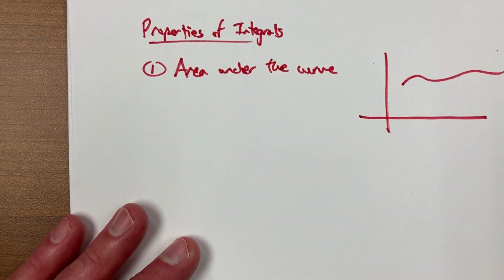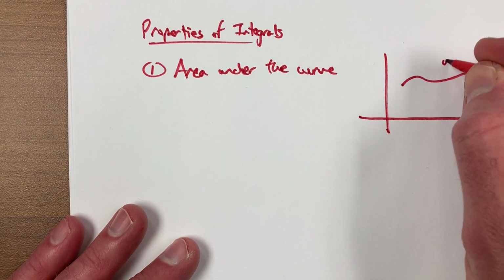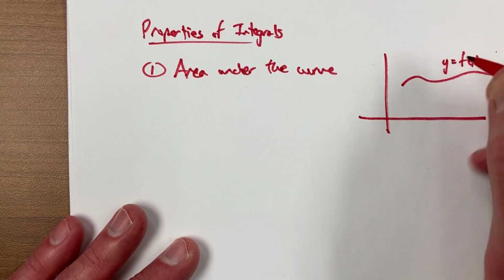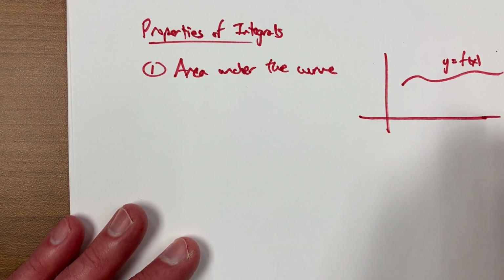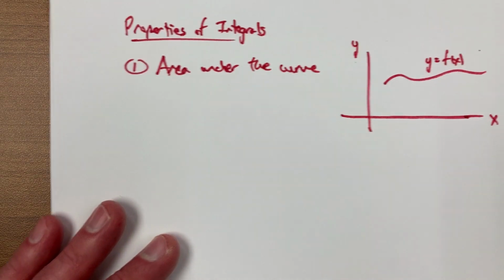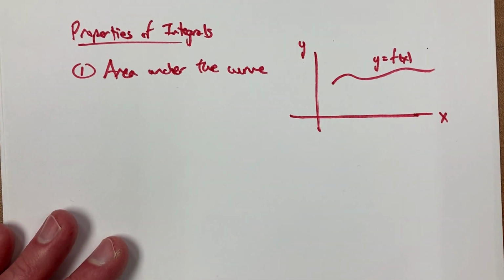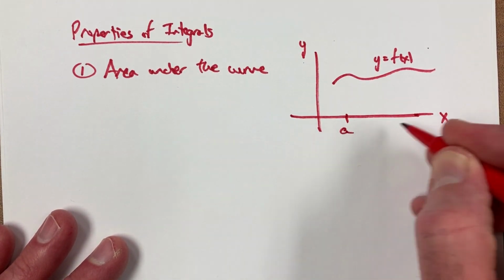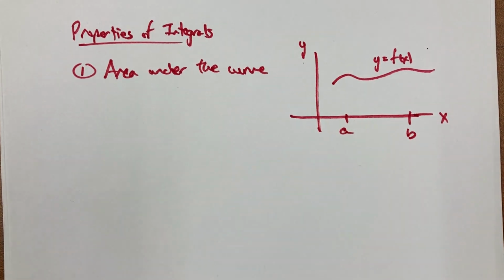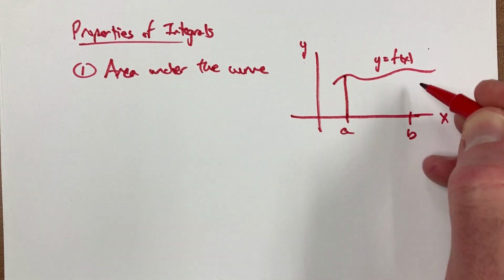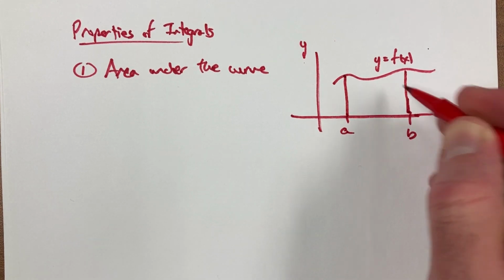You've got the graph of your function, y equals f of x. Here's the x-axis, here's the y-axis. A and b are some numbers on the x-axis. Maybe a is here and b is to the right of a. So a is less than b, which is the same thing as saying b is greater than a. And geometrically, you're trying to find the area under the curve.